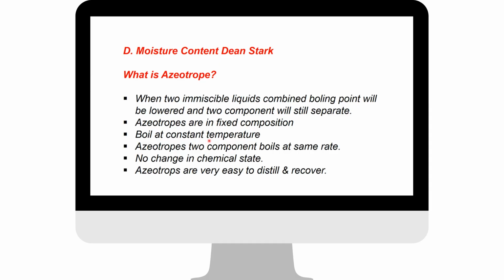We will see all the details about toluene and water in the coming slide. The mixture boils at a constant temperature after reaching the azeotrope point. The two components boil at the same rate, and there is no change in chemical state. This is the property of azeotropes, and azeotropes are very easy to distill and recover, right? So let us move.